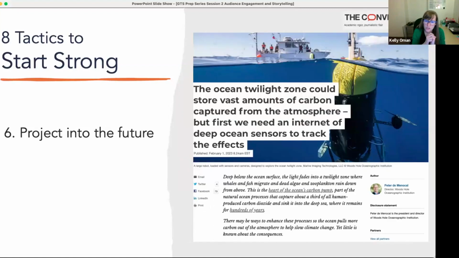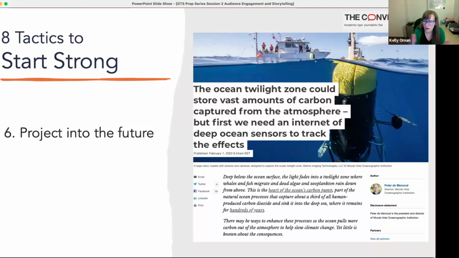And then number 6, project into the future. I think it's not right at the beginning, but towards the end of that first paragraph, it says, so the ocean's carbon pump, part of the natural ocean processes that capture about 1/3 of all human-produced carbon dioxide and sink it into the deep sea, where it remains for hundreds of years. And then the next paragraph also kind of looks at that future. There may be ways to enhance these processes so the ocean pulls more carbon out of the atmosphere to help slow climate change, yet little is known about the consequences.